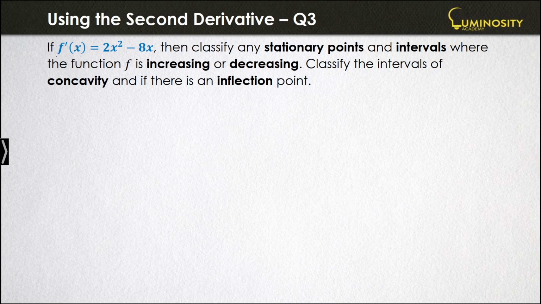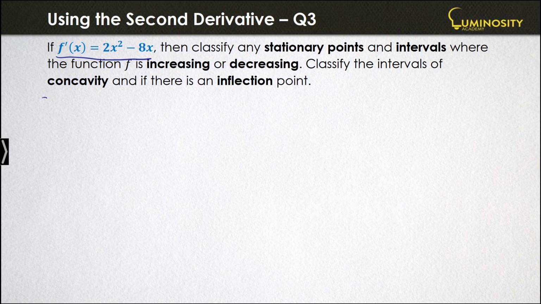We're given f prime of x is equal to 2x squared minus 8x. So we are already given the first derivative, so pay careful attention to that. We're not given the original function. We want to classify any stationary points and intervals where the original function f is increasing or decreasing, and then we want to classify any intervals of concavity and if there's an inflection point.